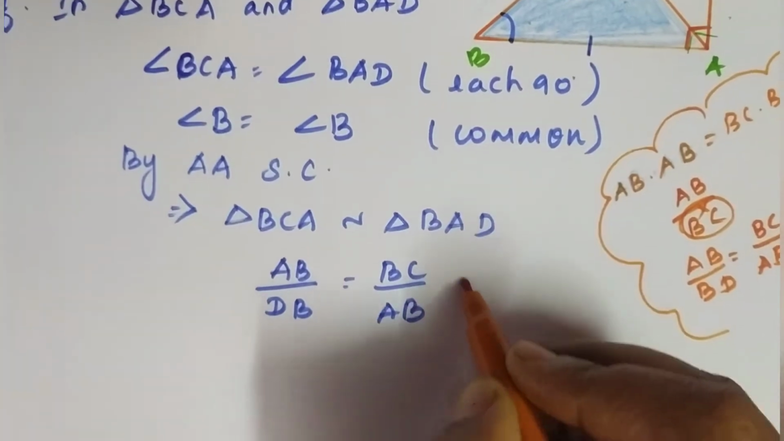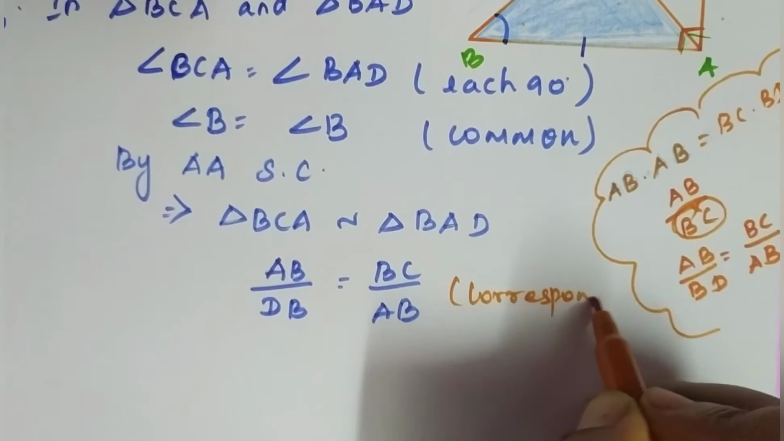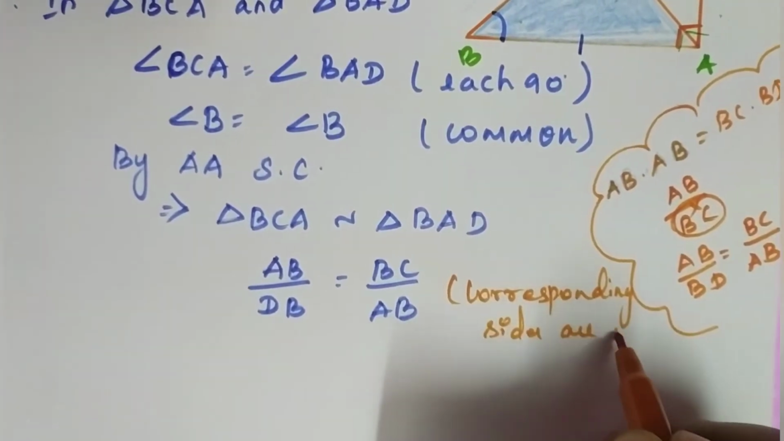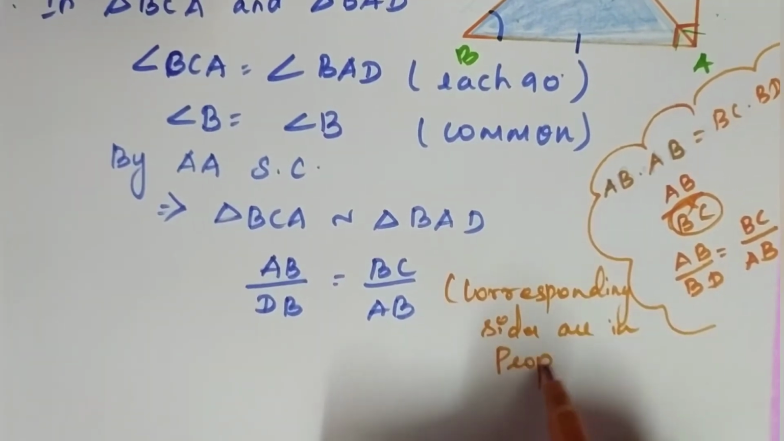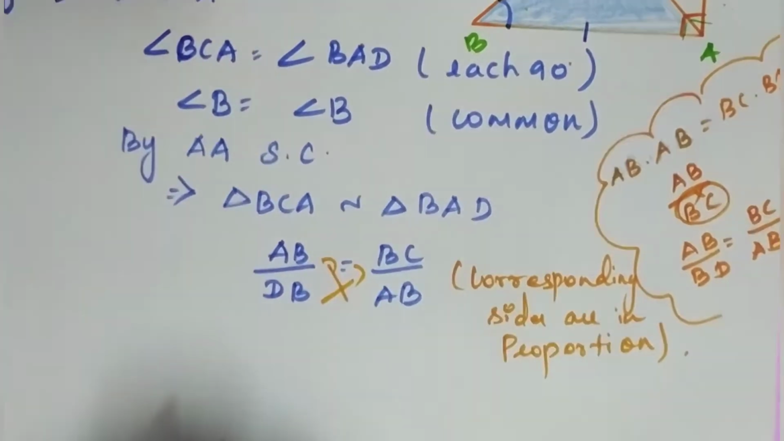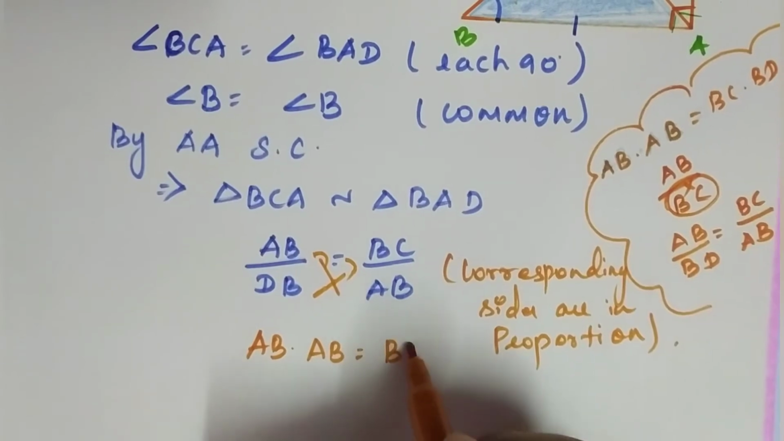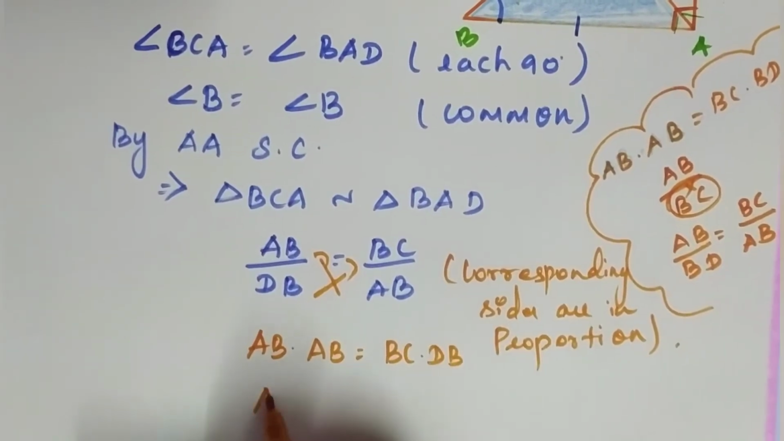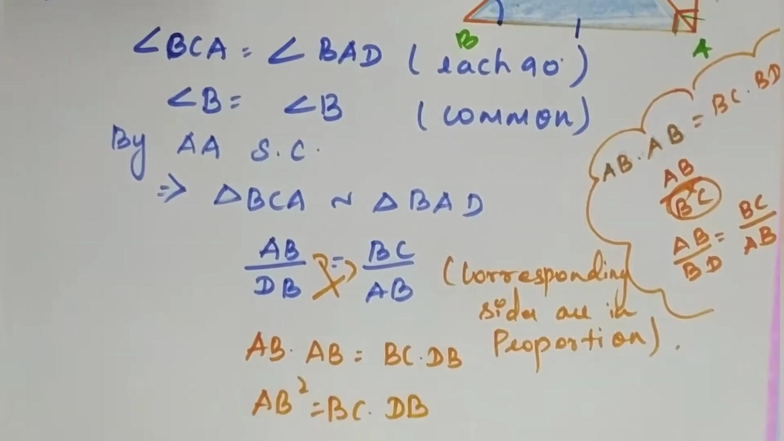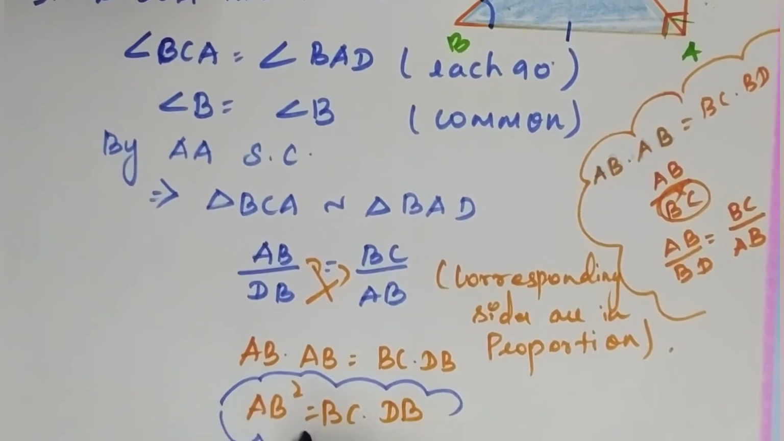The corresponding sides are proportional. Okay, now cross multiply it. BC into DB. So AB square is equal to BC into DB. This only you have to prove.